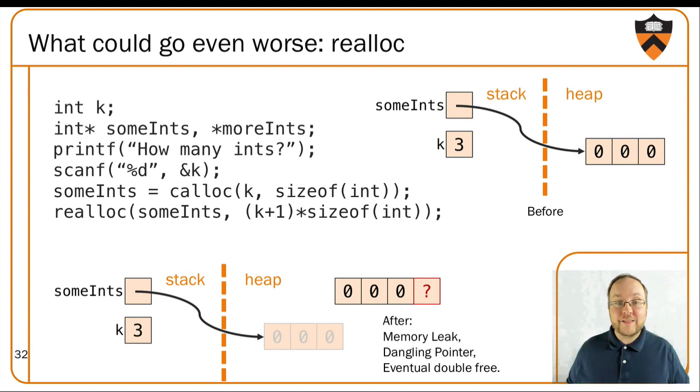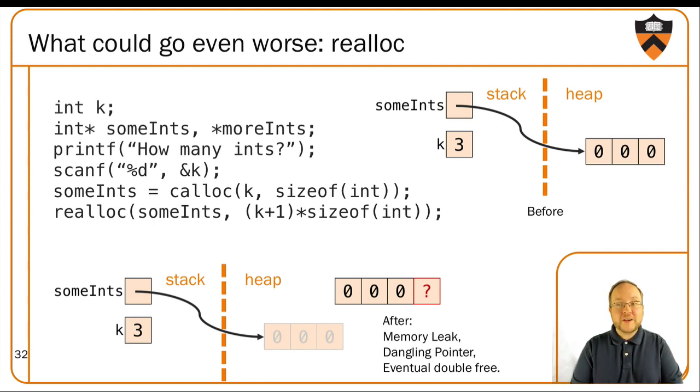We still have a dangling pointer that's there, pointing at the freed data, which again would be fine, except we're good programmers, we're totally going to do the right thing later on, and we're going to free it. But now it's already been freed by realloc, so now it's a double free. So we get a memory leak, an access through a dangling pointer, and a double free, all from one bug of forgetting to save the value returned from realloc.